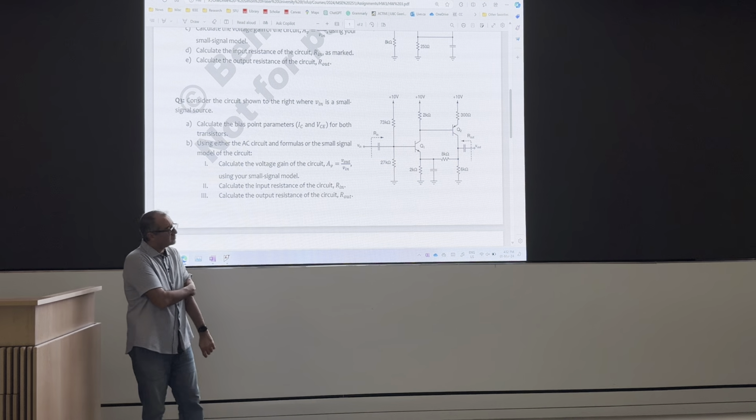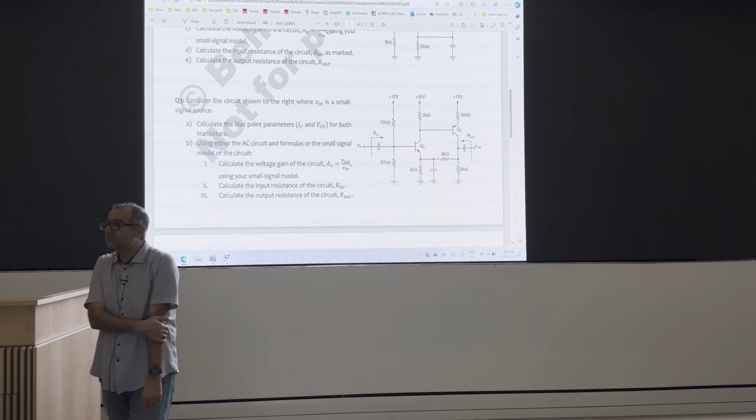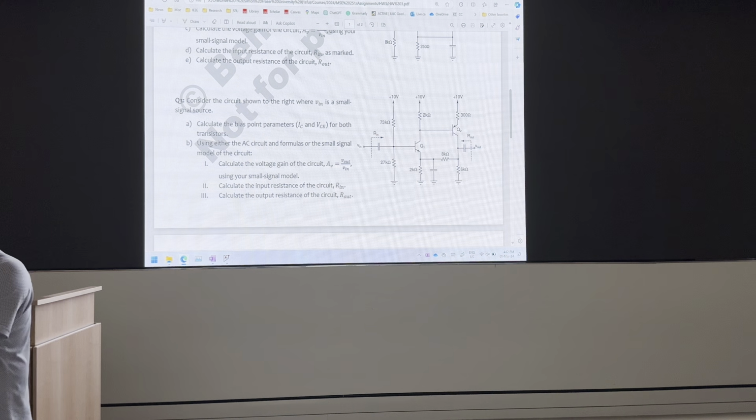Sure, I'm not missing something here. You asked us to calculate bias point parameters. That's just verifying that it's an active region: IC and VCE. If you calculate IC and VCE both, you know if your device is in active region or not. If IC is not 0, it means that it's not in cutoff. If VCE is larger than 2.3, it means it's not in saturation. So if you have IC and VCE, you know.